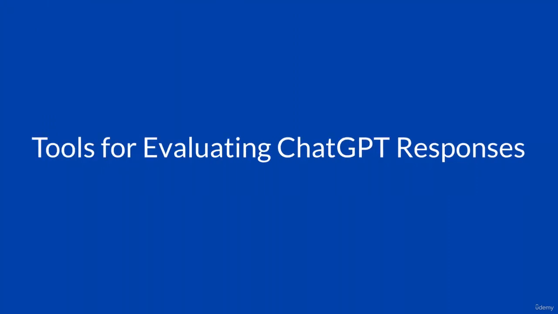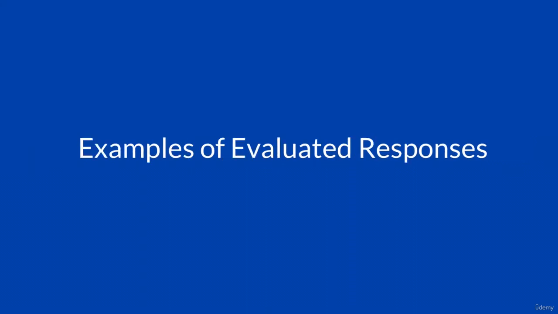Now let's look at some tools for evaluating ChatGPT responses. First, you can use human evaluation, where you have people read and rate the responses based on the metrics we just discussed. Second, you can use automatic evaluation, which uses algorithms to assess the responses based on predefined metrics. Finally, you can use a combination of both human and automatic evaluation to get a more comprehensive view of the quality of the responses.